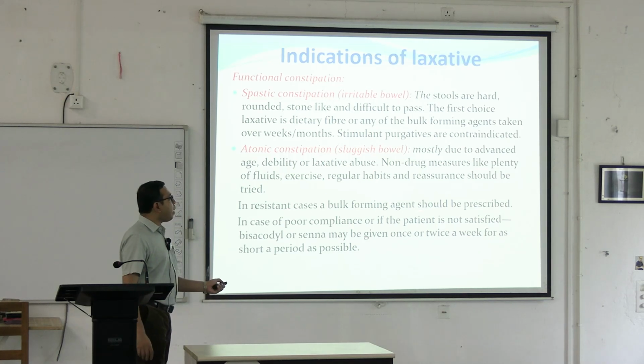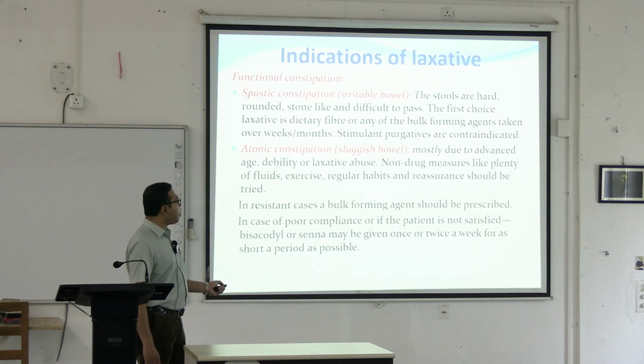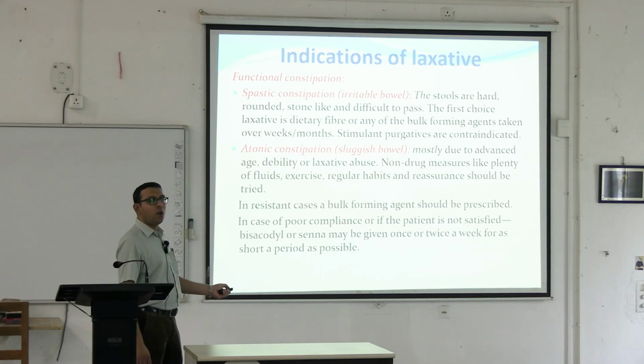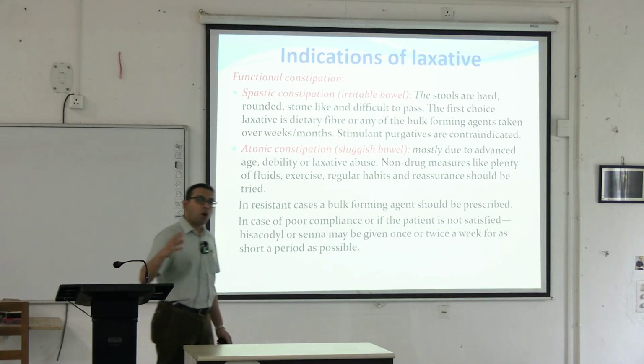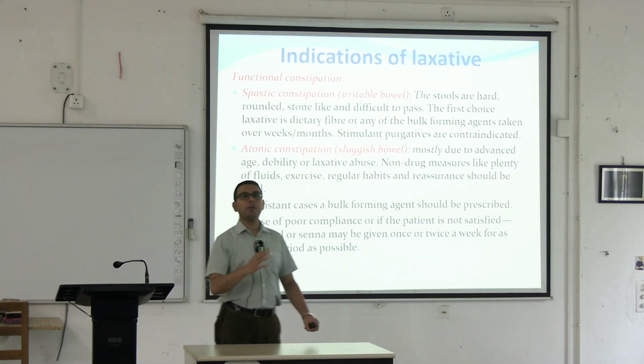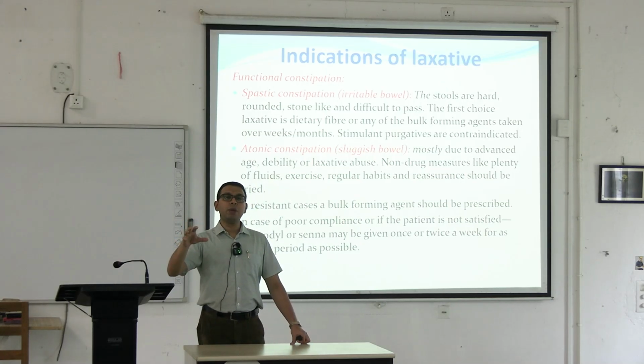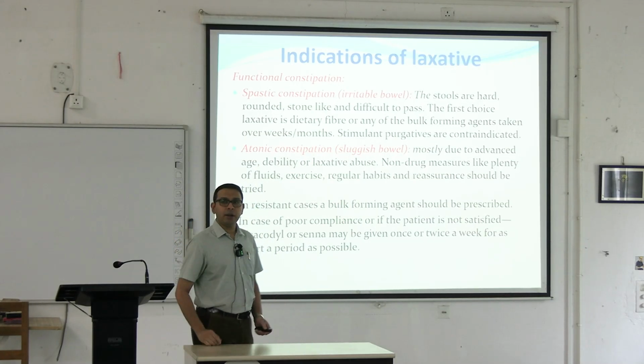In resistant cases, a bulk forming agent can be given. In case of poor compliance or if the patient is not satisfied, bisacodyl or senna may be given once or twice. If the patient is already taking bulk forming or osmotic laxatives, and again in some days there is severe constipation, then we can give stimulant laxatives.